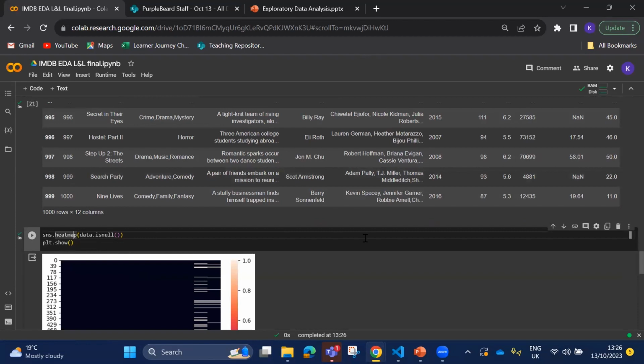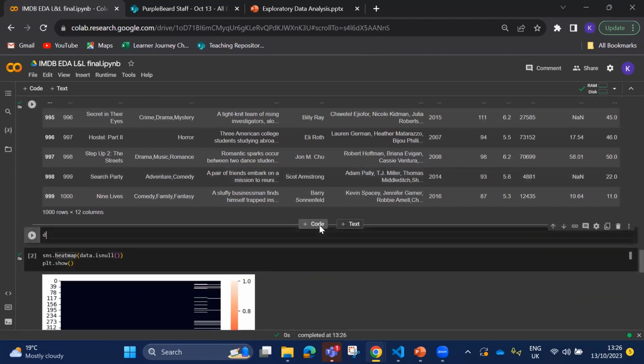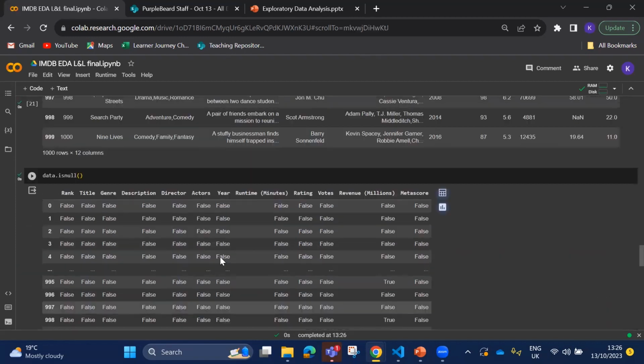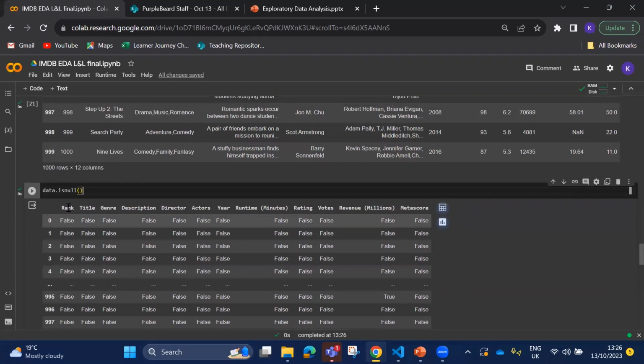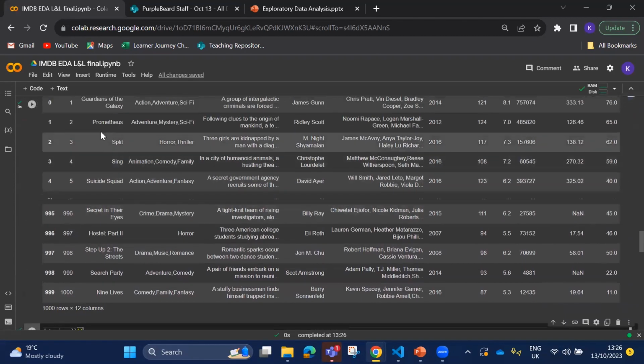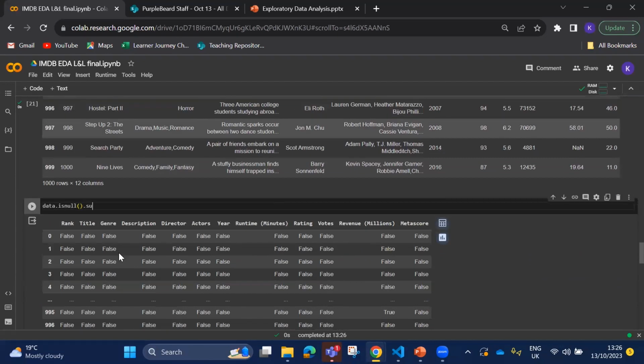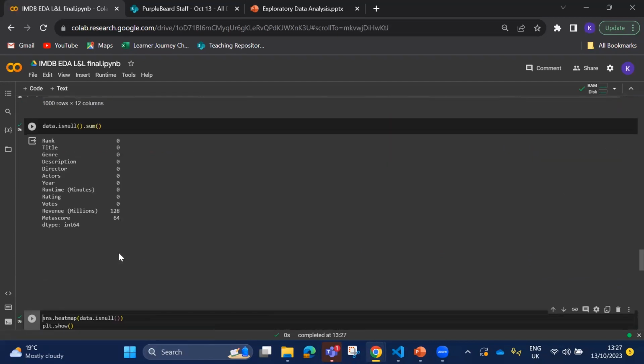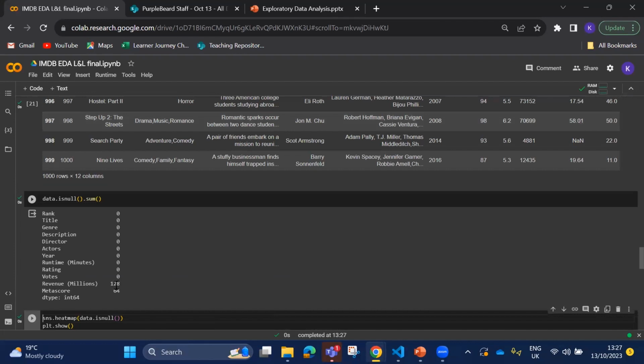Now, first things first, I want to check how many cells contain an empty value. So if I do isnull, it gives me a Boolean value for each cell, whether it is empty or not. If it is false, that means some data is stored in there. So this tells me that for the revenue column, we have around 128 data points missing. For Metascore, we have around 64 data points missing.